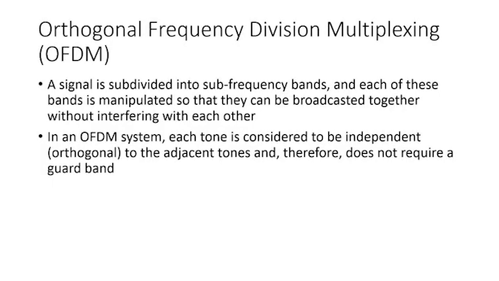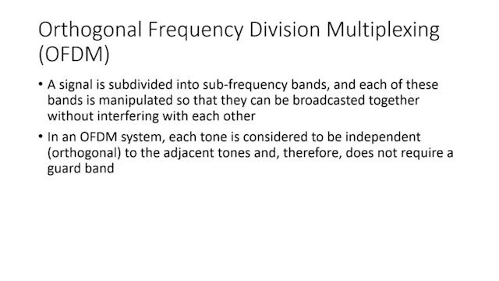And then the orthogonal frequency division multiplexing. Now, this means a signal is subdivided again into sub-frequency bands, and each of these bands is manipulated so that they can be broadcasted together without interfering with each other. This gives us higher throughput. Now, in an OFDM system, each tone is considered to be independent, orthogonal, to the adjacent tones, and therefore does not require any of those guard bands that we may have in our frequency ranges.